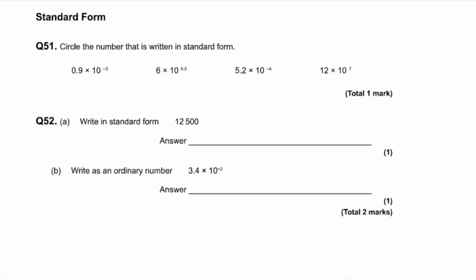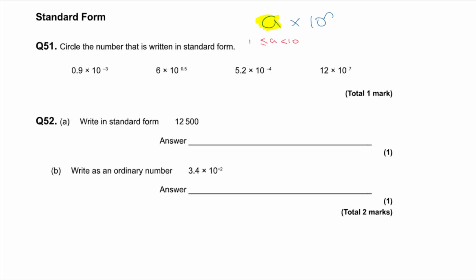Next up, standard form. When you write a number in standard form, it needs to be in the form a times 10 to the n. Now this number a needs to be a number between 1 and 10. So a needs to lie between 1 and 10. Now it can be equal to 1, but it can't be equal to 10. It's like up to 9.99999, whatever.